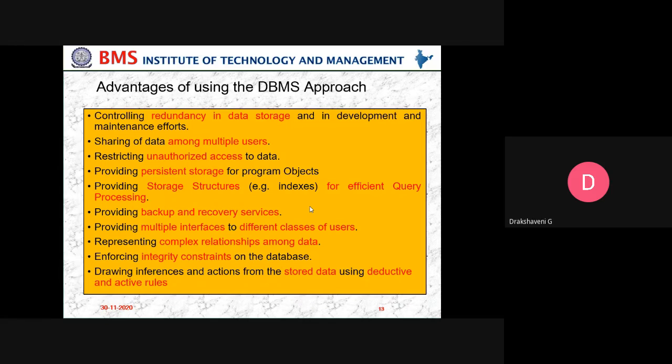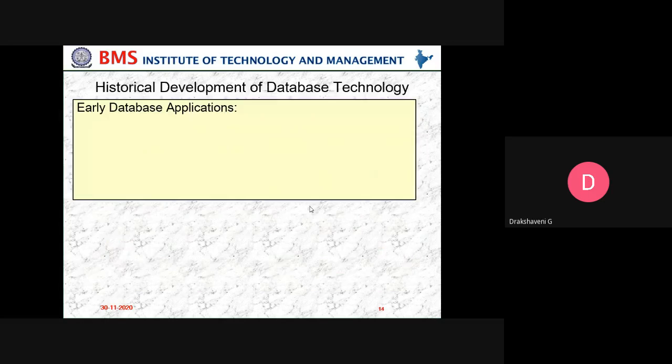Then drawing inferences and actions from the stored data using deductive and active rules. Now I have to draw something. You are drawing flow charts, you are drawing an ER diagram. Why are you drawing them? So we can infer from the stored data, using deductive and active rules.